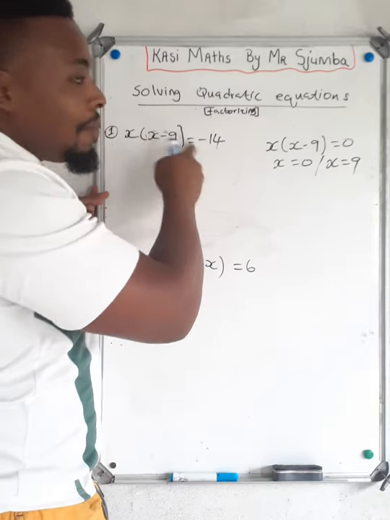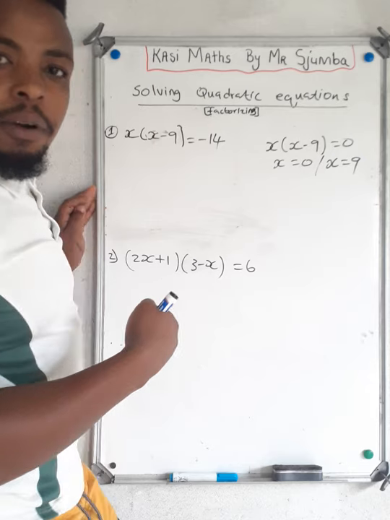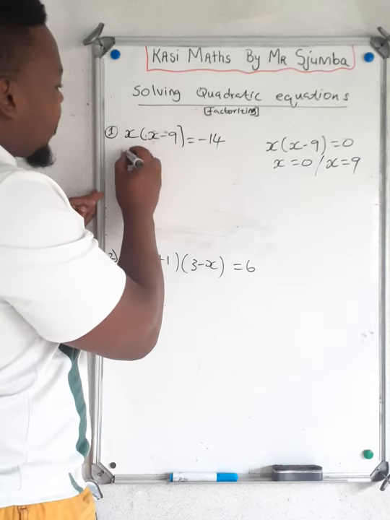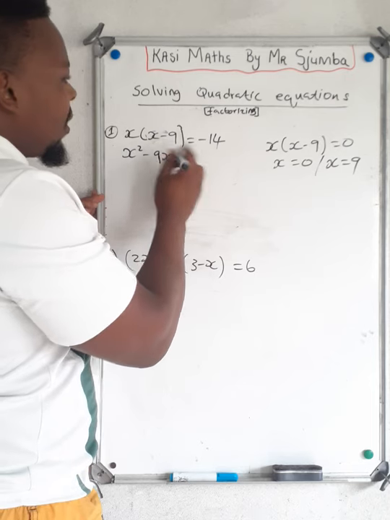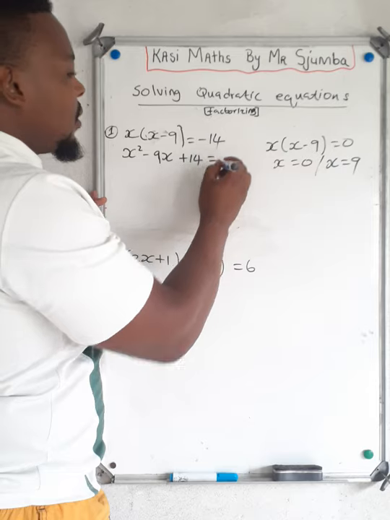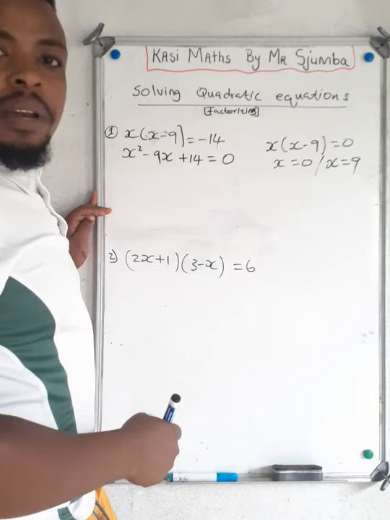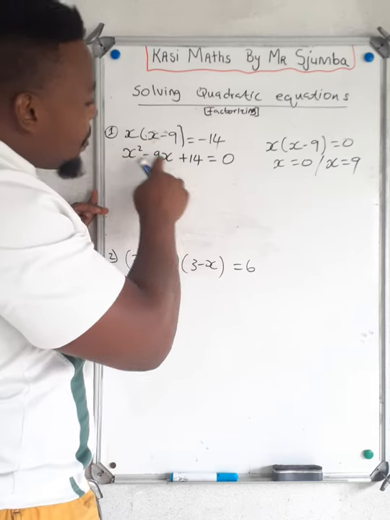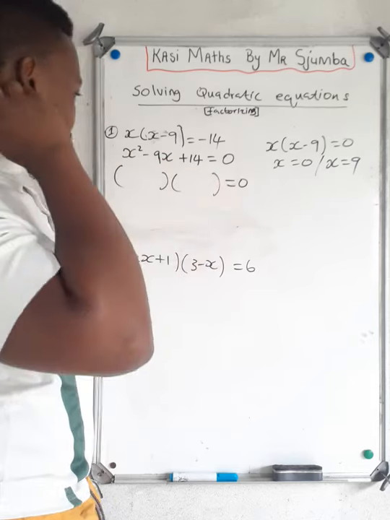So here we first multiply out, then bring it to standard form. Now x times x is x squared, x times minus 9 is minus 9x, and then plus 14, which will equal to 0. Standard form. Now we can factorize. So you want to see the numbers a, b, c, and then the brackets equal to 0.